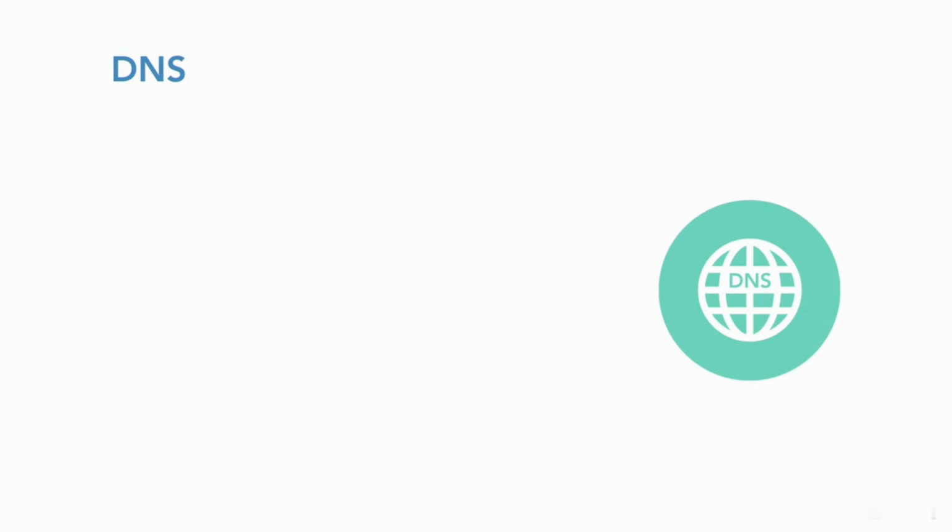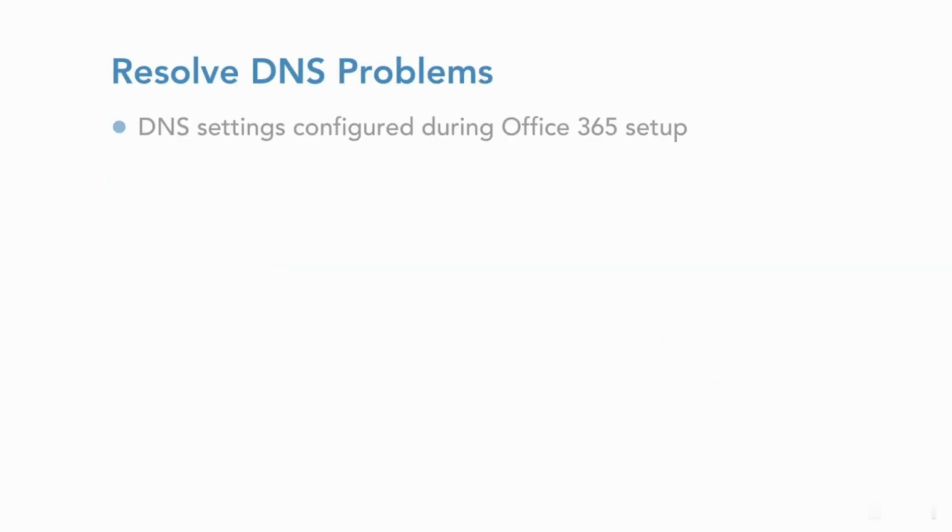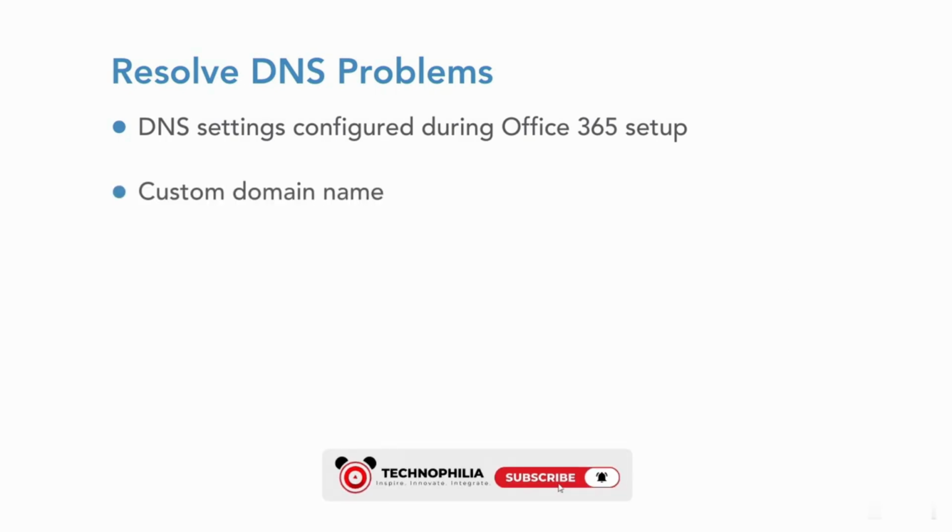For Office 365 to work over the internet, you must have reliable DNS functionality. DNS is the naming service used by all servers across the internet to locate each other efficiently. It's very stable and uses the TCP/IP network protocol to ensure reliable routing and delivery of information during the Office 365 setup process.